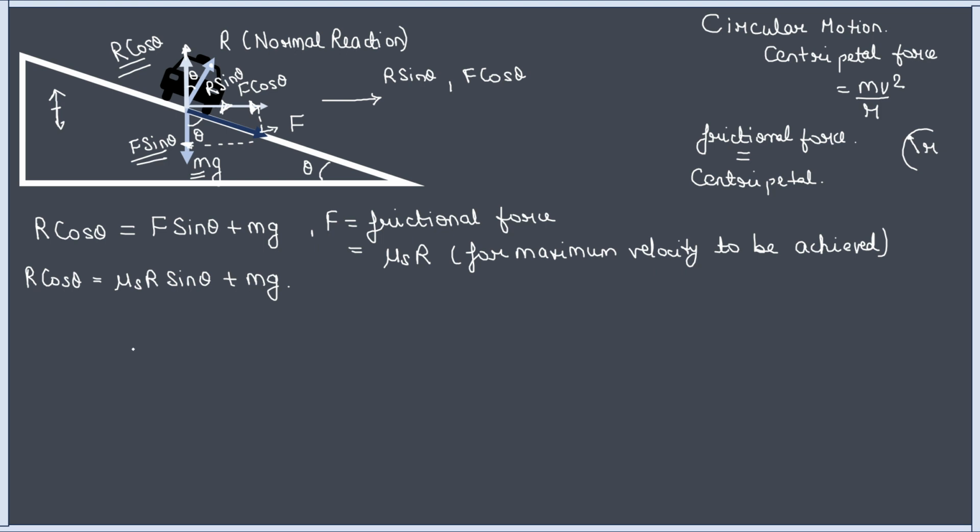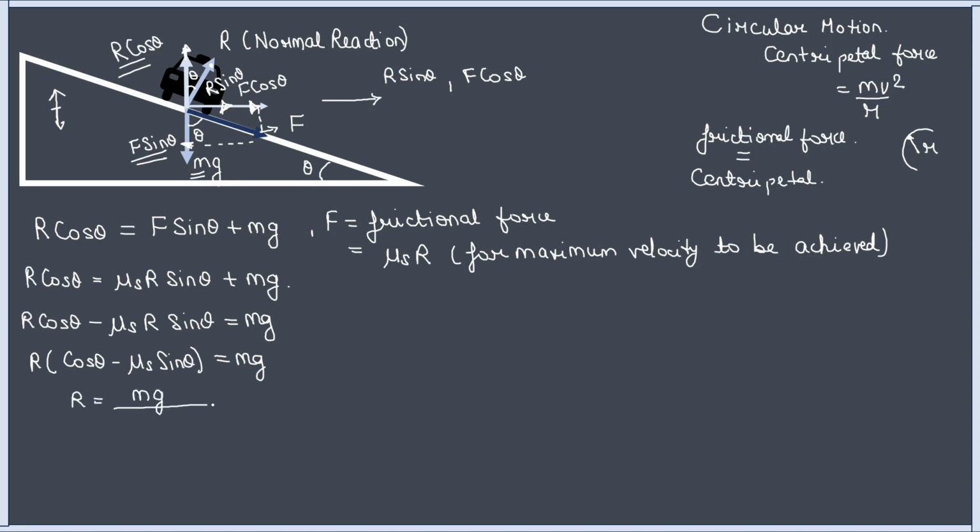What I can find is the value of r. So if I find the value of r, then I will get r cos theta minus mu s r sin theta is equal to mg. Taking r common, I will get r times cos theta minus mu s sin theta is equal to mg. So r will be mg divided by cos theta minus mu s sin theta. This is equation number 1.